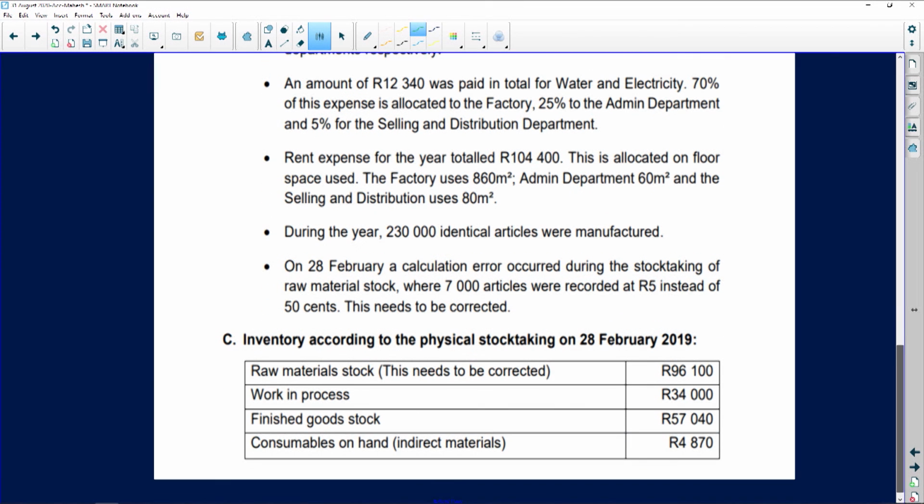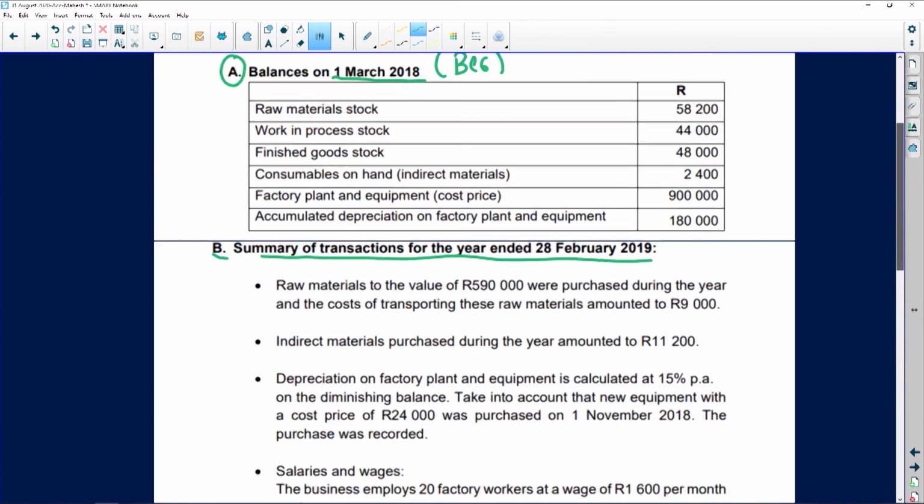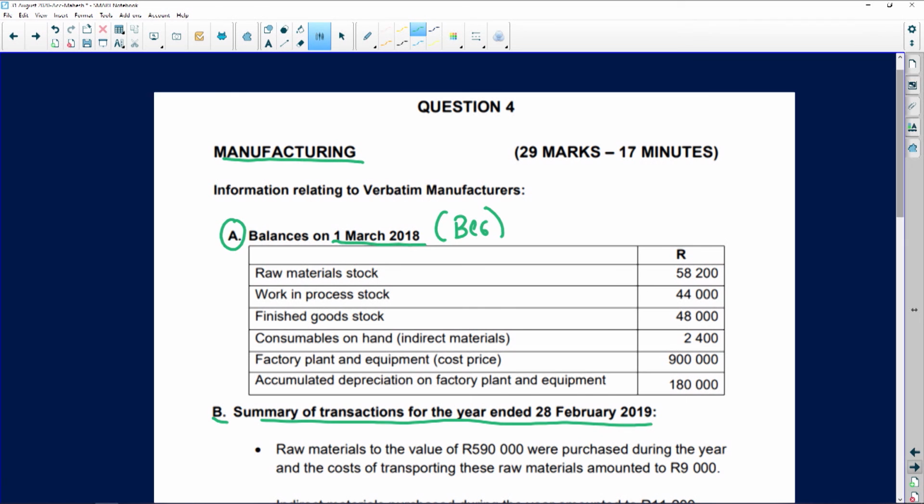Right, and then I've got information C, my inventory according to a physical stock taking on the 28th of Feb 2019. In other words, these would be my closing balances at the end of the financial year. Okay, right, so that's the information given to me. Right, what do I now need to complete?